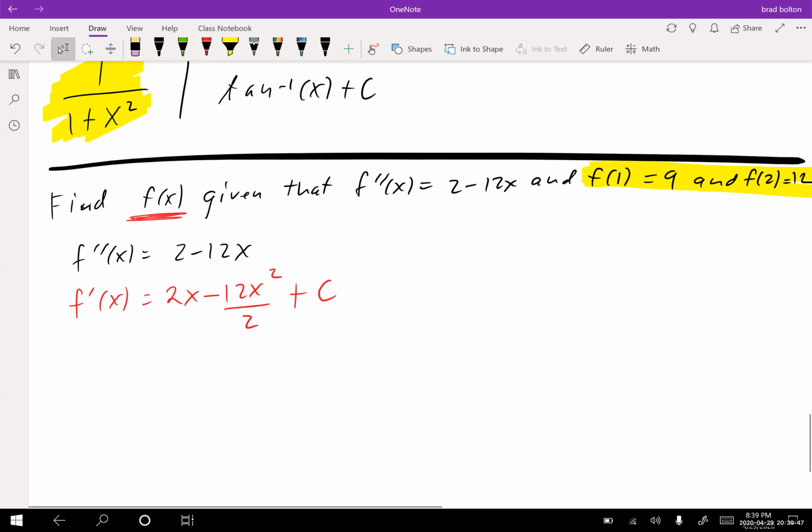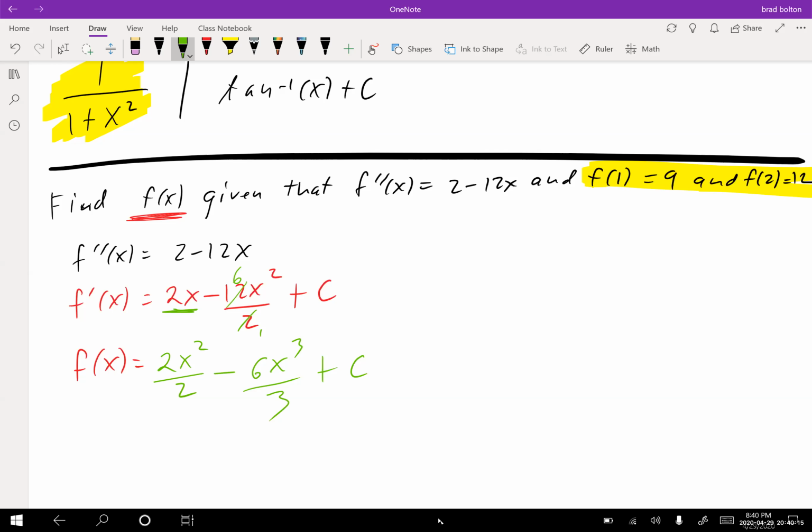Now this would be the first derivative. So how do I get rid of a first derivative? I take the antiderivative of that, and that would give me f of x. But the antiderivative of 2x is going to be 2x squared over 2, right? Because I added 1 to the power and then divided by it. Minus, now this is actually 6 over 1. So this will be 6x cubed divided by 3 plus c.